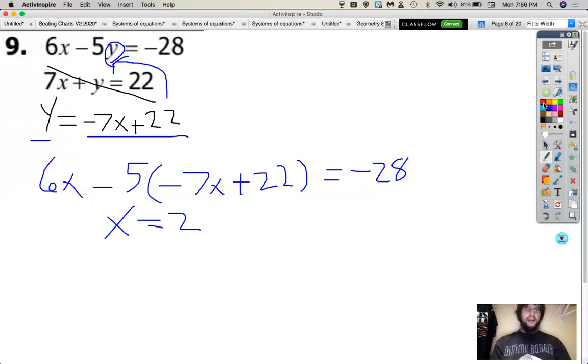All right, now I've got x. That's half my answer. Well, I already did some work over here. I can know what y equals, so I'm going to just stick it in there. Y equals negative 7 times 2 plus 22. Do the calculator, you get 8.